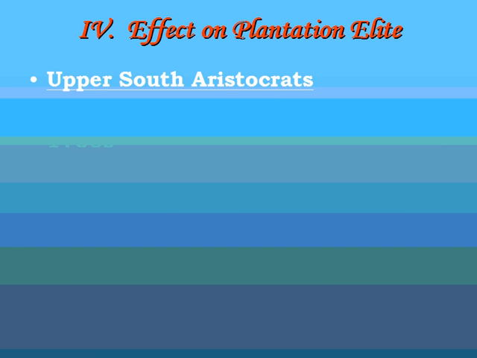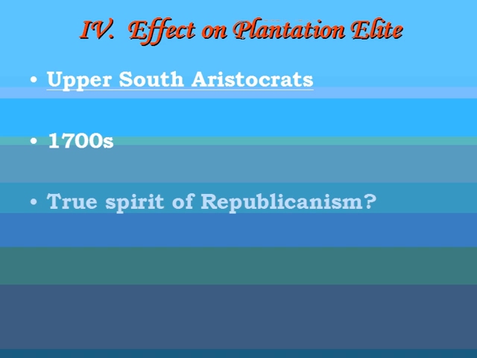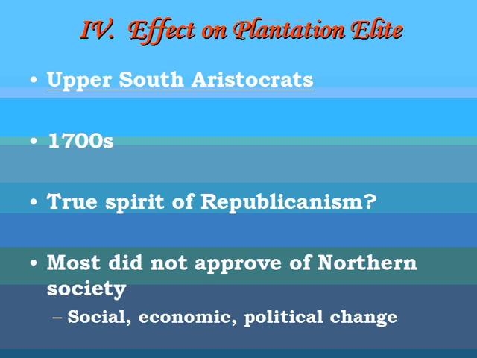The Upper South aristocrats, we saw a big development in them in the 1700s when they began to act more and more like the English aristocracy. They believe that their version of republicanism is the true spirit of the American Republic, and they did not approve of all the changes that had happened to Northern society that we have talked about. The political changes, the economic changes with the market revolution and the industrial revolution, and the social changes that we talked about last class with the reform movements.